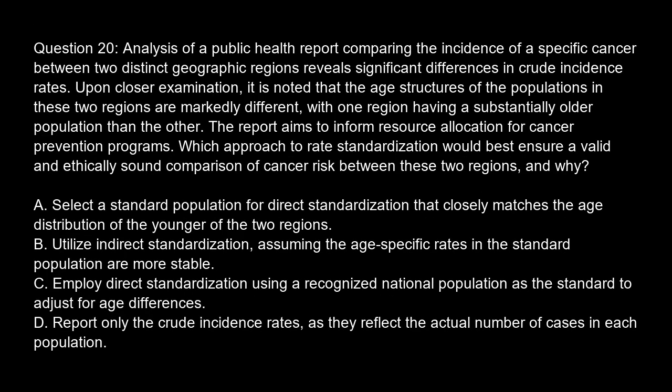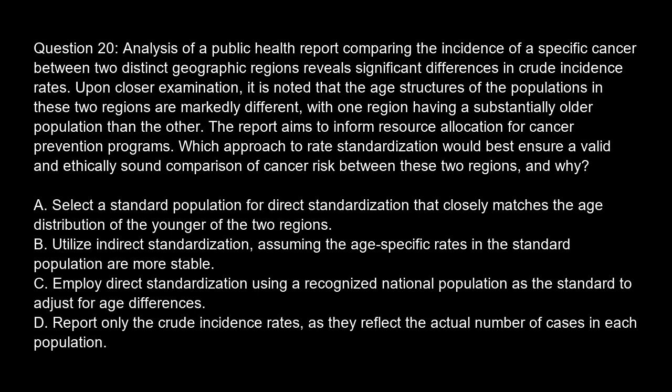Question 20. Analysis of a public health report comparing the incidence of a specific cancer between two distinct geographic regions reveals significant differences in crude incidence rates. Upon closer examination, it is noted that the age structures of the populations in these two regions are markedly different, with one region having a substantially older population than the other. The report aims to inform resource allocation for cancer prevention programs. Which approach to rate standardization would best ensure a valid and ethically sound comparison of cancer risk between these two regions and why?